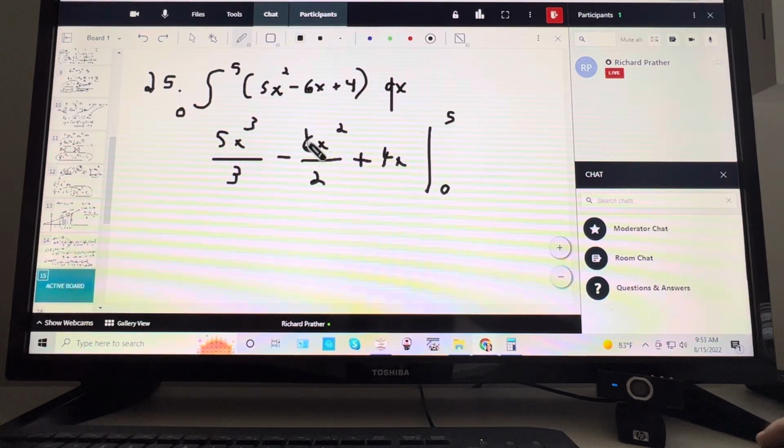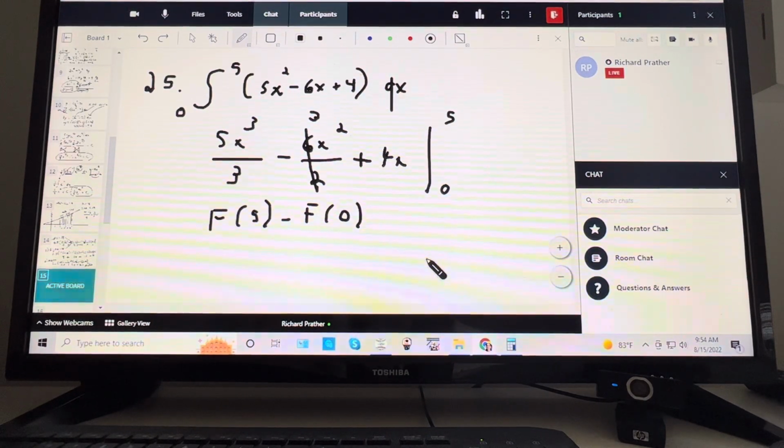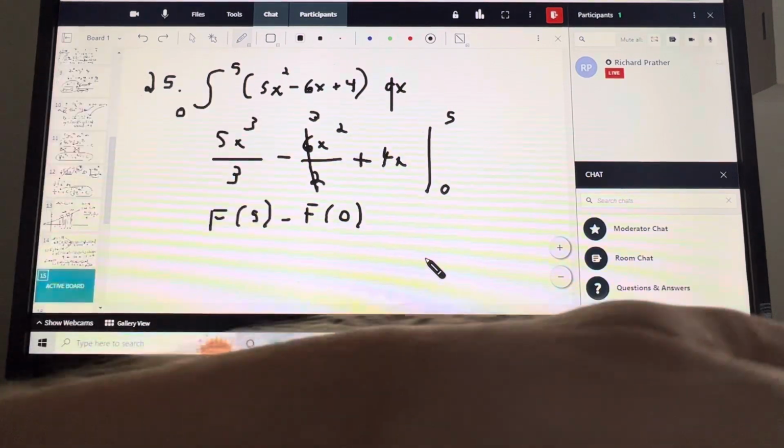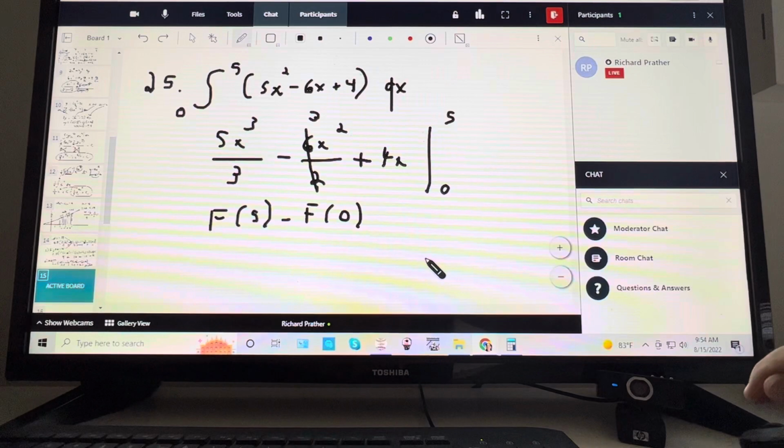And I could simplify this down to a 3. So big F of 5 minus big F of 0, that's the fundamental theorem of calculus. If I just evaluate this from 0 to 5, I get the same answer that I would if I did a bunch of rectangles added together, especially if I had a very large number of rectangles, and a very tiny width on each one.